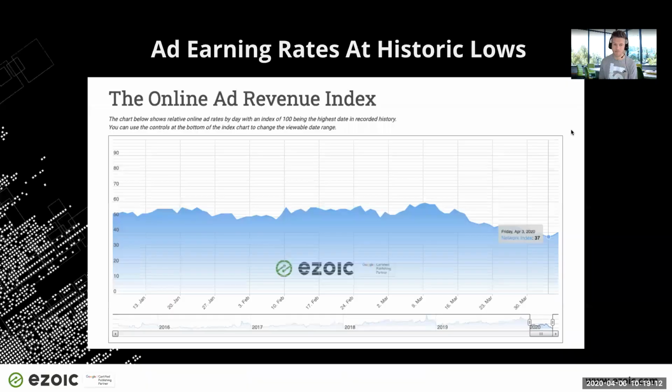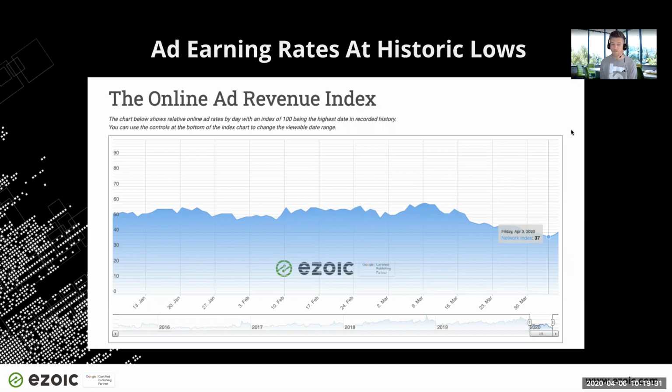Today I'm going to be talking about Q2 advertising rates and the global pandemic that's going on. So ad rates are at a historic low right now. We can see here on Friday, April 3rd, an index score of 37. The index is basically looking at ad rates across the web. It normalizes them and then bases that on a score of 1 to 100.